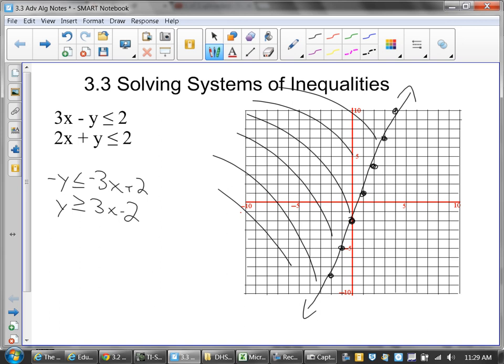And now I just go to the other line. The other line is 2x plus y is less than or equal to 2. So that means it's y is less than or equal to negative 2x plus 2. All I did was move that over. Yes, sir? Here I divided out by the negative.